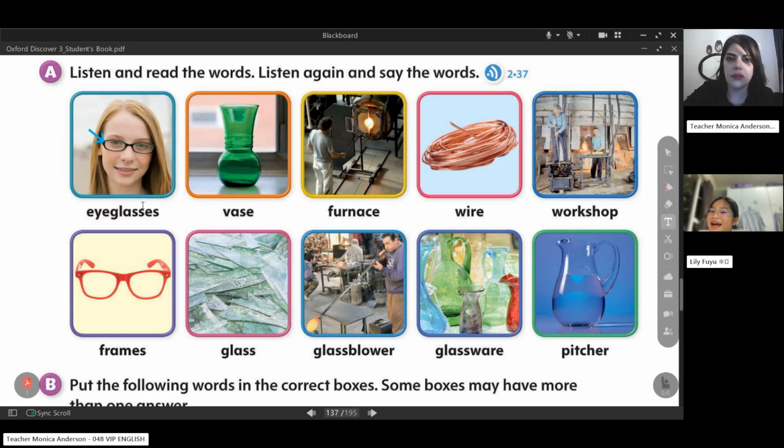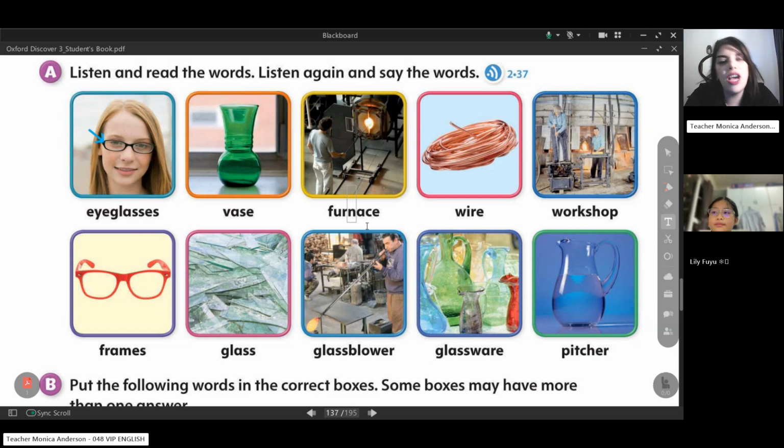Yeah, okay, well, so first of all, let's talk about the meaning of these words. Glassblower and glassware. I think we talk about glass. Eyeglasses, glasses. So eyeglasses. You're wearing eyeglasses. So glasses or eyeglasses. Yeah.